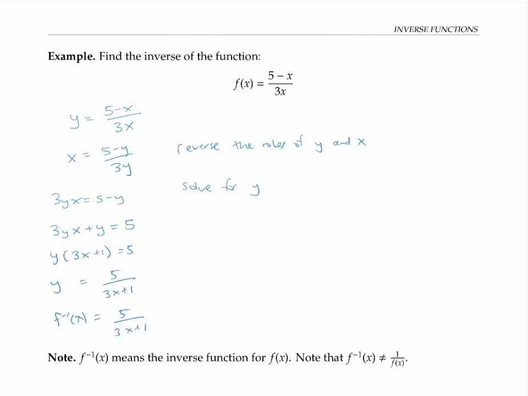Notice that our original function, f, and our inverse function, f inverse, are both rational functions, but they're not the reciprocals of each other. And in general, f inverse of x is not usually equal to 1 over f of x. This can be confusing because when we write 2 to the minus 1, that does mean 1 over 2, but f to the minus 1 of x means the inverse function and not the reciprocal.